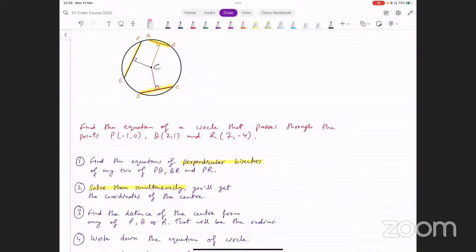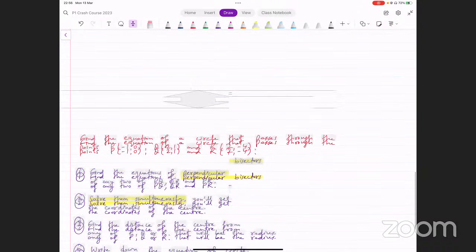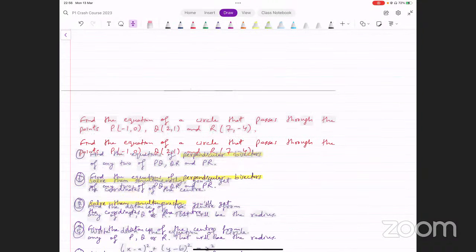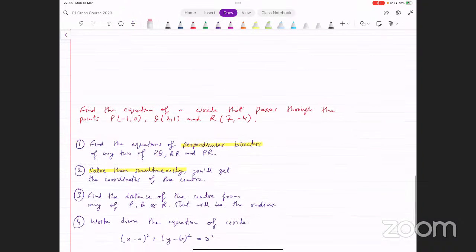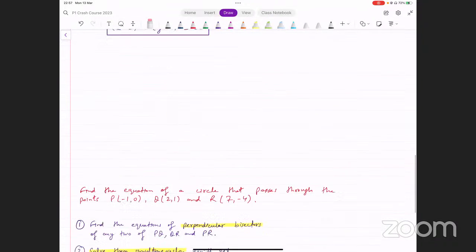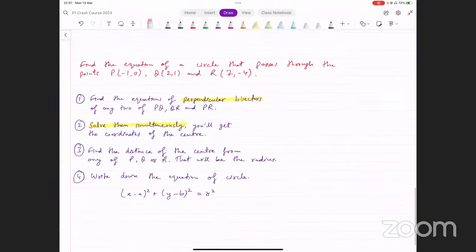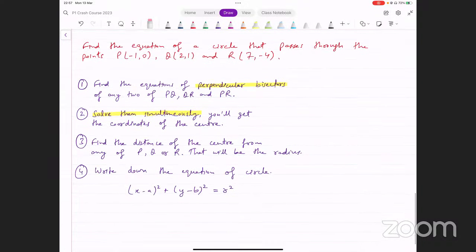Let's actually just get rid of this. Yeah, let's take this example. So it's the same points. I just call them P, Q, R here. In the above example, I called them A, B, C. It doesn't really matter. So if you have to find the equation of a circle that passes through the points P, Q, and R, how do you find this equation?